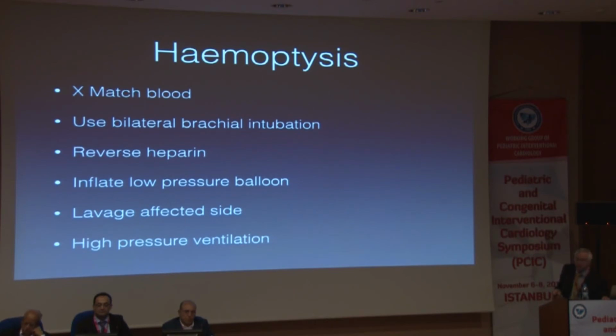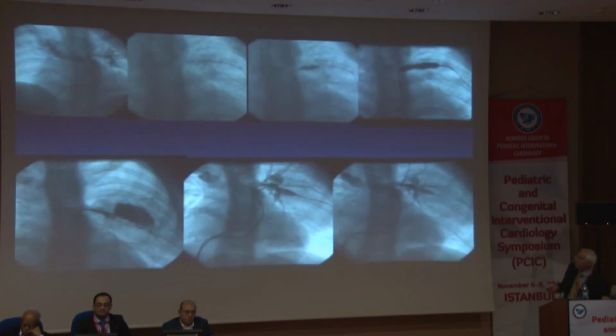And the affected side then needs to be lavaged so that you remove as much of the blood as possible to improve ventilation. But that may take time, and it will require high-pressure ventilation. One of the cases I showed you earlier was a very successful dilatation of the right pulmonary artery in an infant. We then did the same thing here on the left-hand side, starting with cutting balloons, going to a standard balloon.